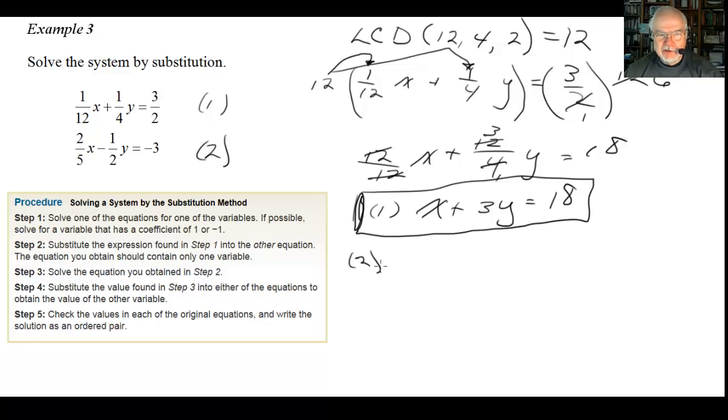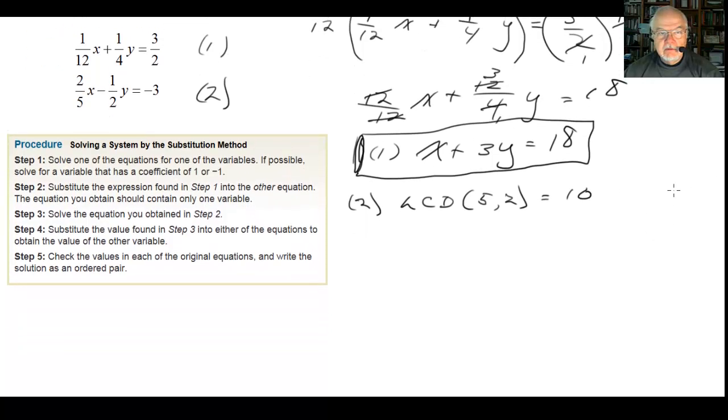It should, of course. So now the question for equation number 2, what's the lowest common denominator for the numbers 5 and 2? And the answer is 10. Alright, 2 times 5 is 10, 5 times 2 is 10. Alright, so we do it again. We have the equation 2/5 x minus 1/2 y equals minus 3. We're going to multiply both of these by 10.